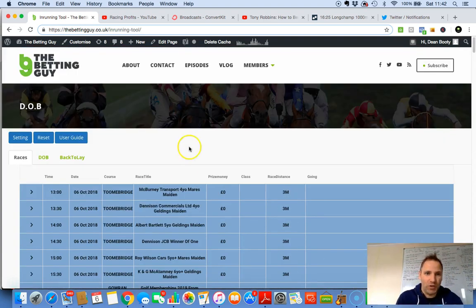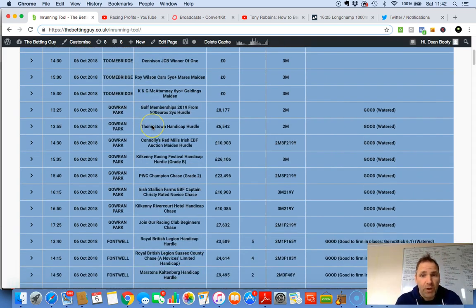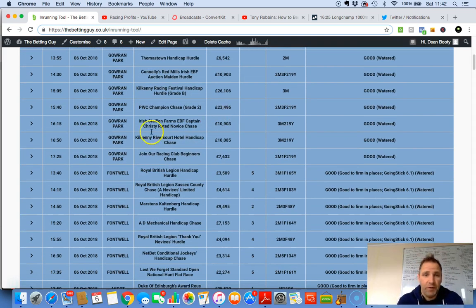So I've just showed you the racing tab. I don't know why these are on here. We're going to take these off because they're not worth anything for us. Anyway, hopefully it gives you a little bit more of a glimpse of the software and what it can do and how powerful it is.